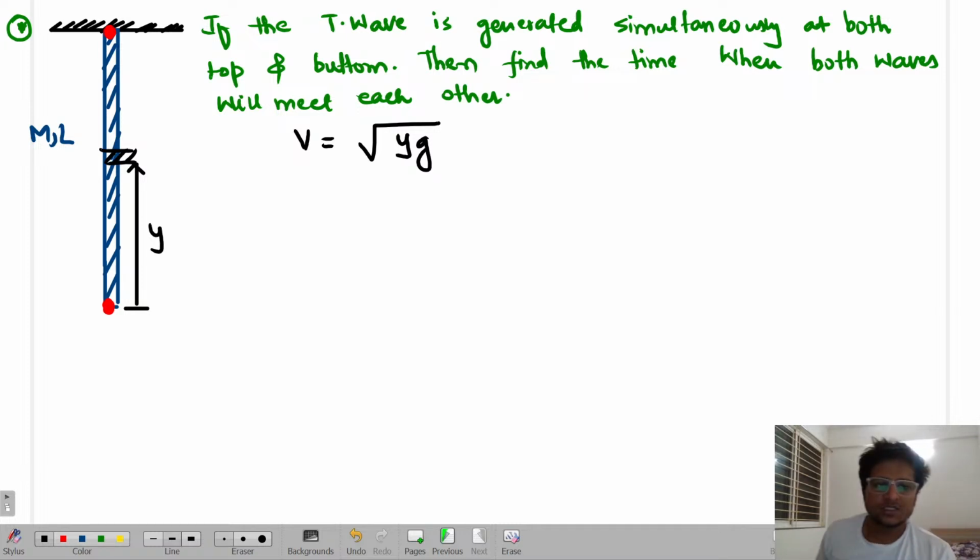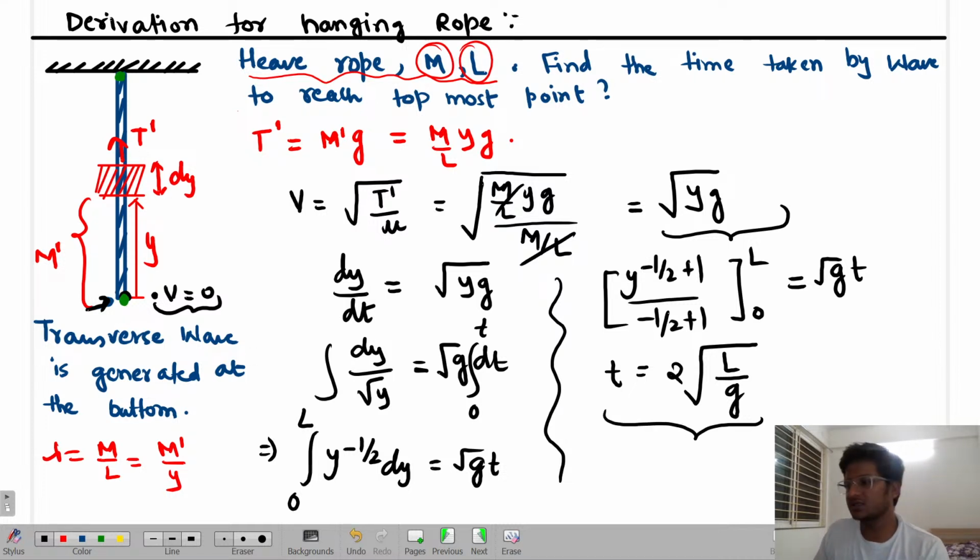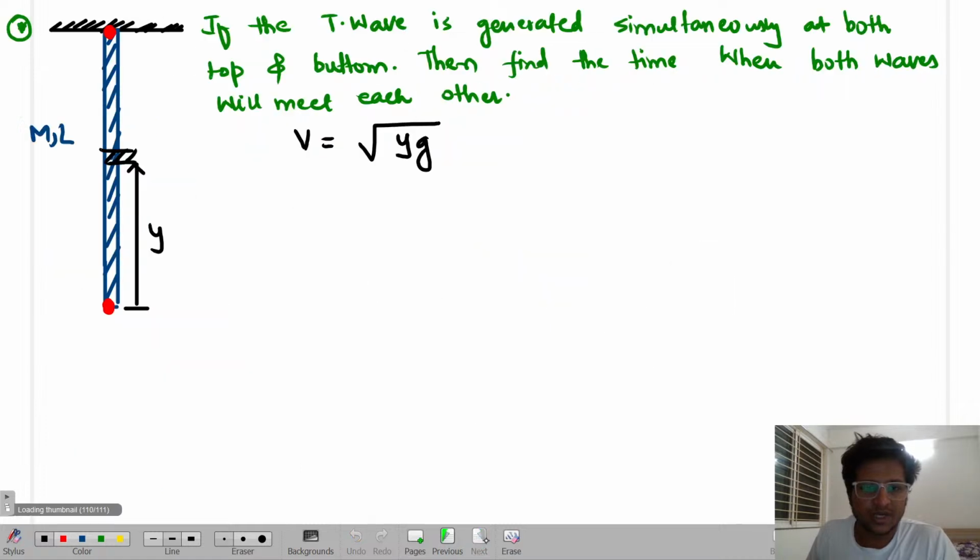Now, if this is the velocity of both the waves, whatever I generate, I told you earlier also, if I make the wave generated at the bottom, the time taken by it to go to the topmost point is 2 root L by g. Similarly, if I generate a wave at the top, then the time taken by the wave to reach the bottom is also 2 root under L by g. My question is the same. I generate these waves at the same instant of time. Velocity will follow the same equation, which is root under yg. Then you first find the length where the waves will meet, and then you can find the time easily, isn't it?